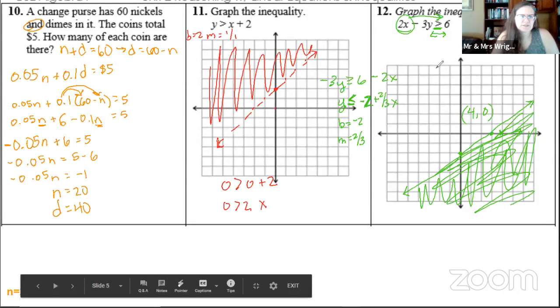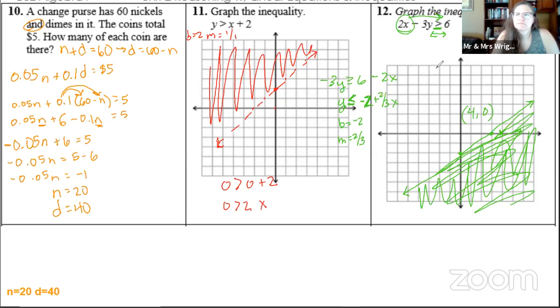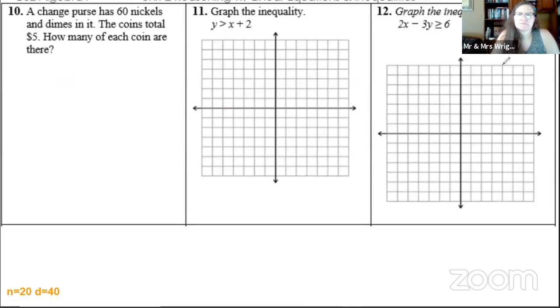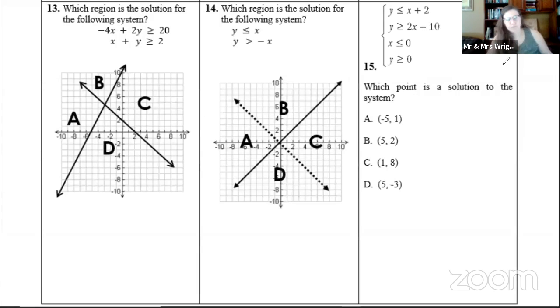Oops, I already had the answers showing here for us. I did not realize that I had done that. All right, here we go. We have got 3 more problems for us.